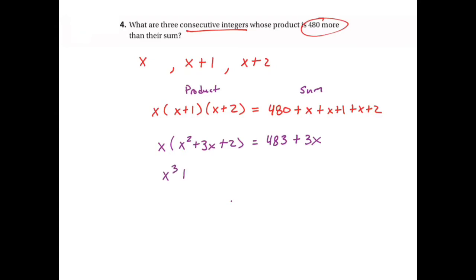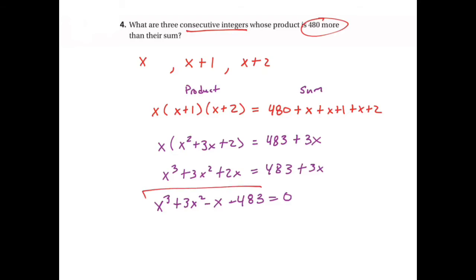We'll distribute this, x cubed plus 3x squared plus 2x equals 483 plus 3x. We'll bring everything to the left, so that's going to give us x cubed plus 3x squared minus x minus 483 equals 0. And so this, once again, is what I'm going to put in my graphing calculator, and I'm going to look for the zeros. And so once I put that in there, I'm looking for the zeros either graphically or from the table, and I get that my 0 in this case is at x equals 7. So what this tells me is that my first number in this case is 7, my second number is 8, my third number is 9.